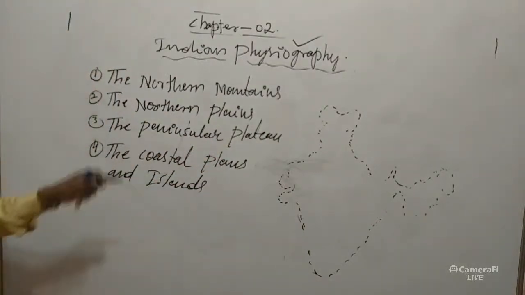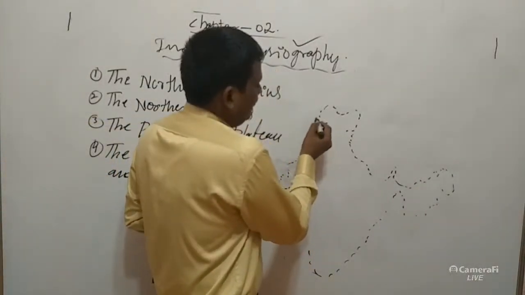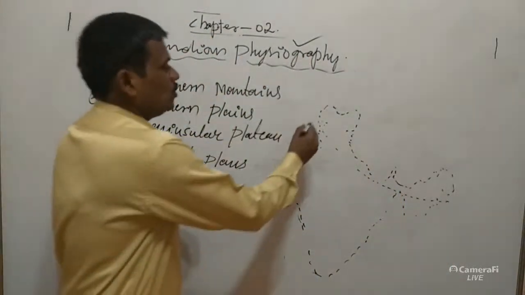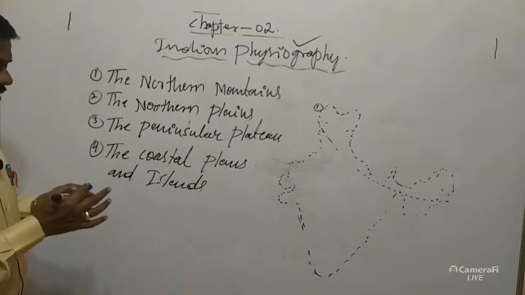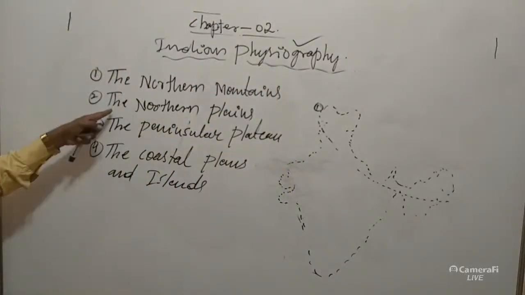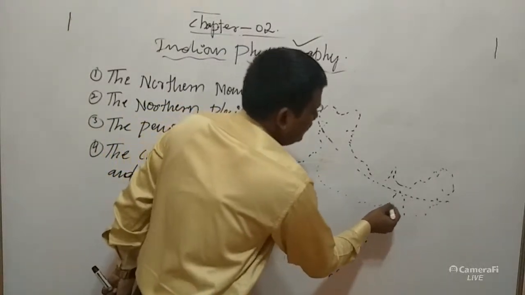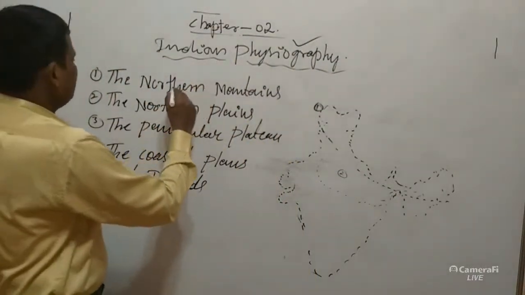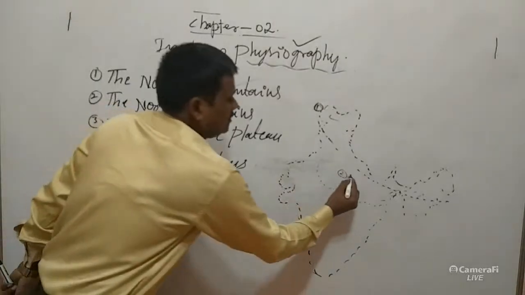Then these are the four important physiographic divisions. The first one is the northern part, from here to here, the full northern area. It starts from Arunachal Pradesh to Kashmir, and it is called the first important geographical feature. Then the second, more important, is the northern plains, from the Ganga River to the Brahmaputra River. It is the second important physiographic division. The first is the northern mountain, this area, then the second is the northern plain, this area.